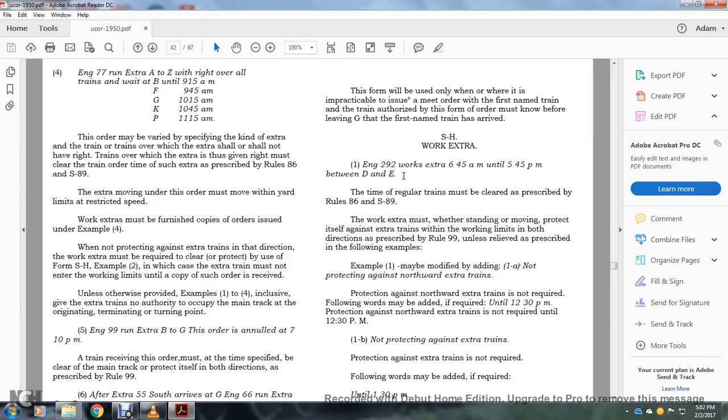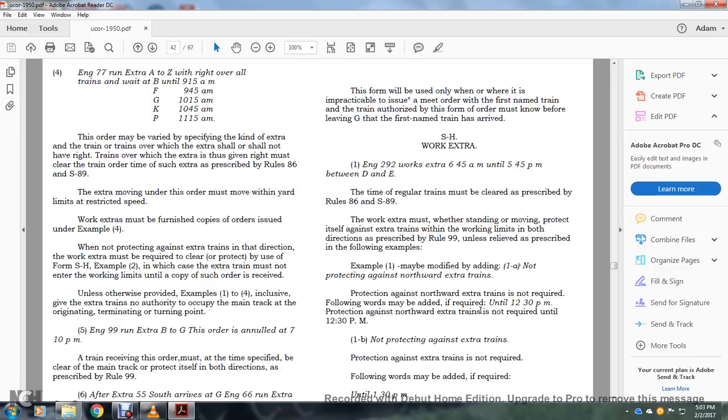SH work extra. Engine 292 works extra 6:45 until 5:45 p.m. between D and E. The time regular trains must clear is prescribed in Rule 86 and single track Rule 89. The work extra must, whether standing or moving, protect itself against extra trains within the working limits in both directions as prescribed in Rule 99 unless relieved as prescribed in the following example. Example 1 may be modified by adding 1A, not protecting against northward extra trains. Protecting against northward extra trains is required, and the following words may be added if required: until 12:30 p.m.